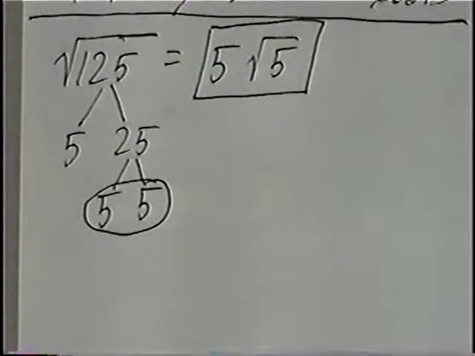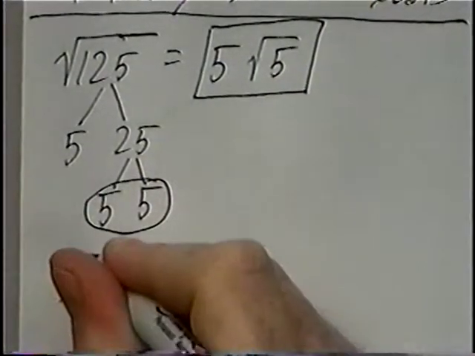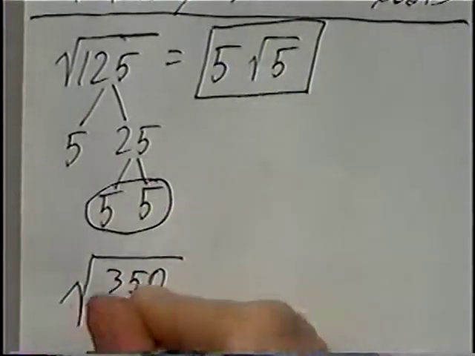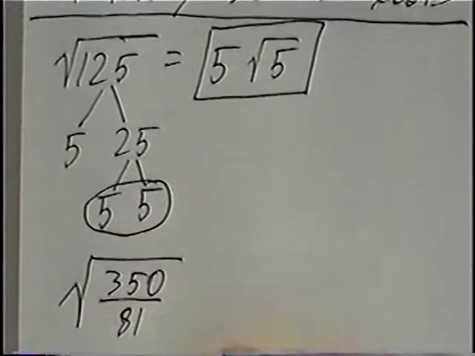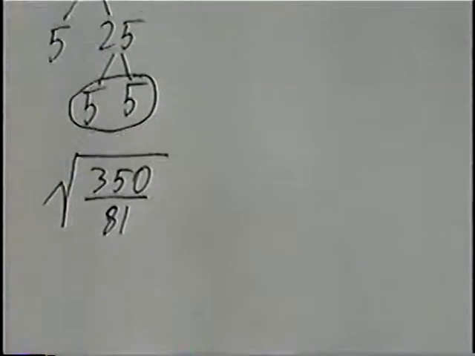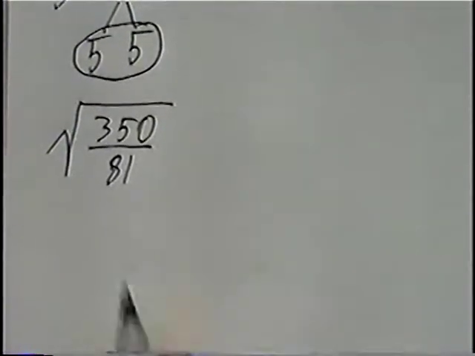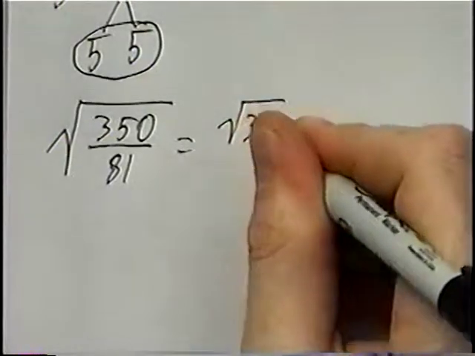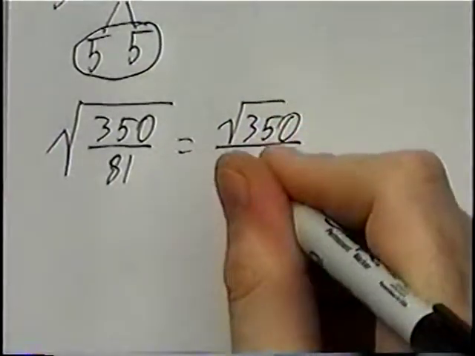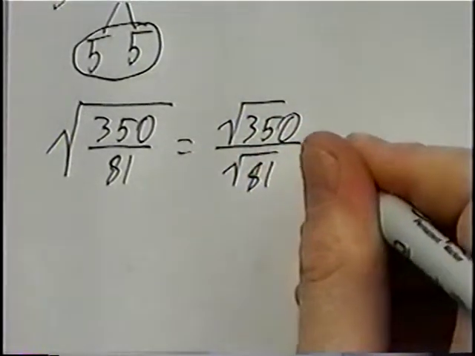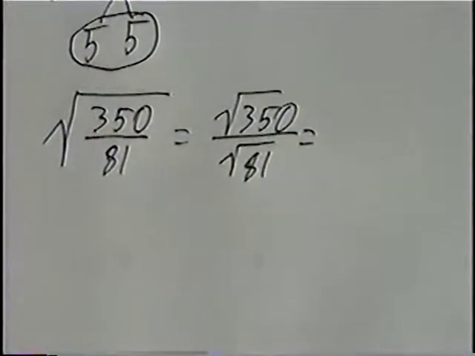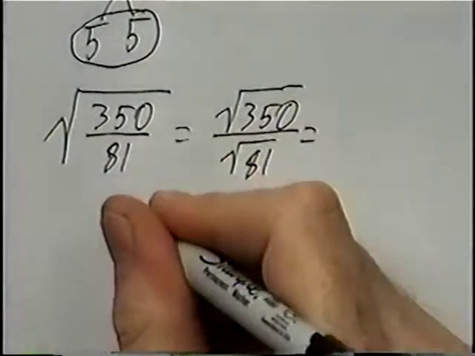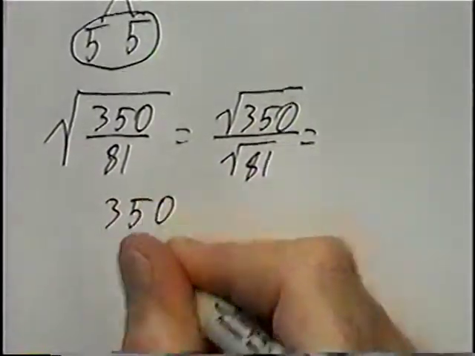And second question, last question for the section. We have the square root of a fraction, 350 divided by 81. Simplifying a square root with a fraction, we can take the square root of the top number or numerator and also the square root of the denominator. The first number, 350, we can take the square root of, again by doing a factor tree.